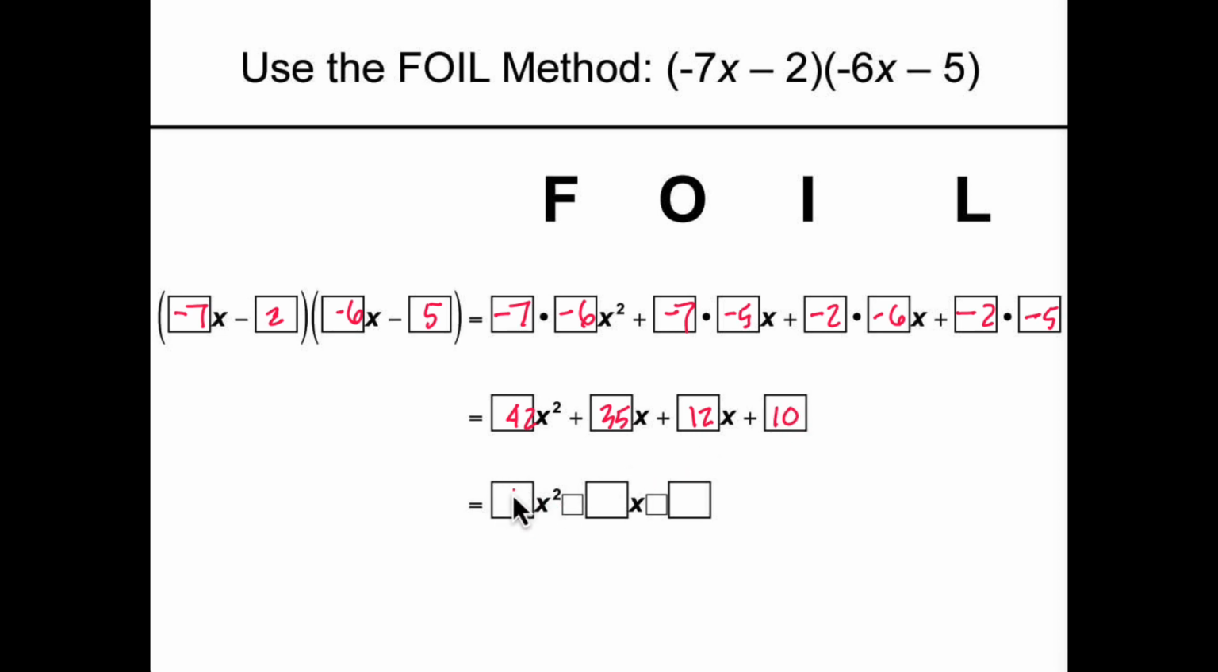Simplifying further, we get 42x squared. 35x plus 12x is plus 47x, plus 10. So the simplified version is 42x squared plus 47x plus 10.